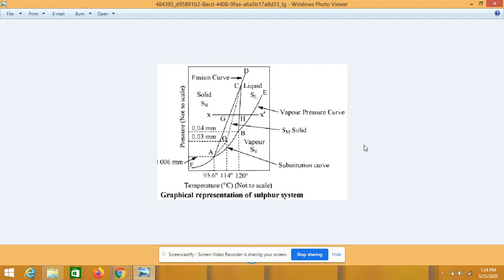At any triple point, the system is non-variant. It can be explained by applying the phase rule, F equals C minus P plus 2, that is equal to 1 minus 3 plus 2, that is equal to 0. Hence, the degrees of freedom is 0 and the system is invariant or non-variant.